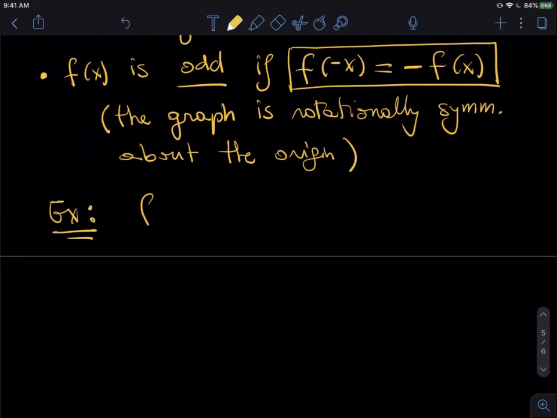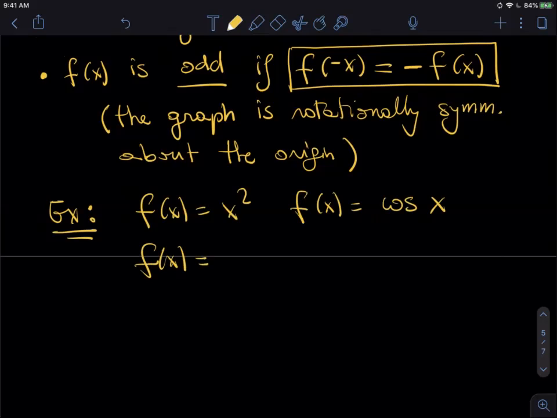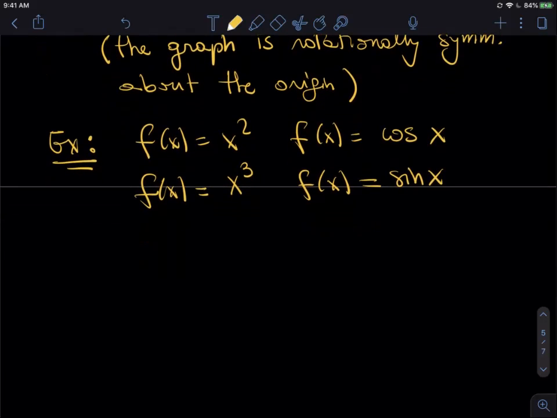For instance, f of x equals x squared, f of x equals cosine of x, f of x equals x to the power 3, f of x equals sine of x. Pause the video for a moment and see what you think, if these are even or odd.